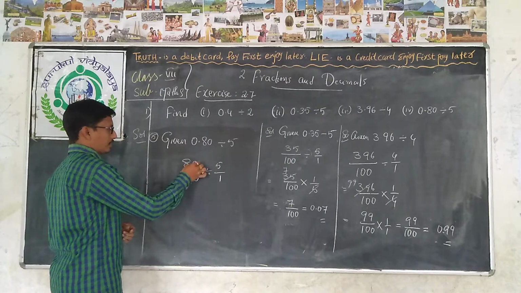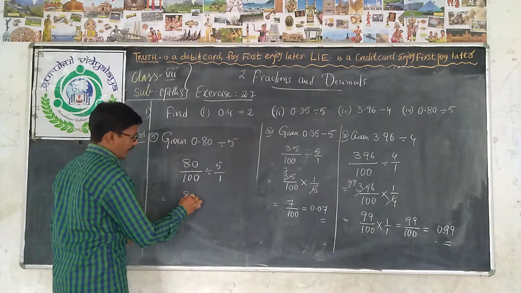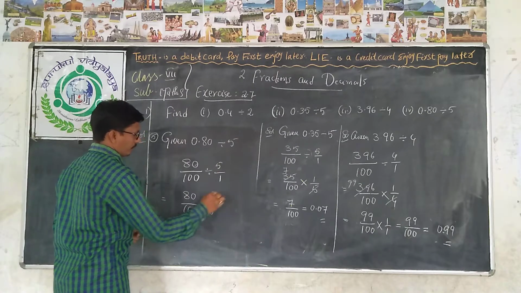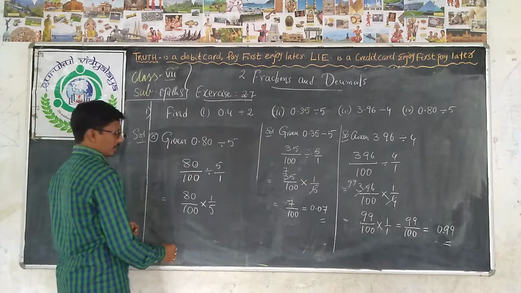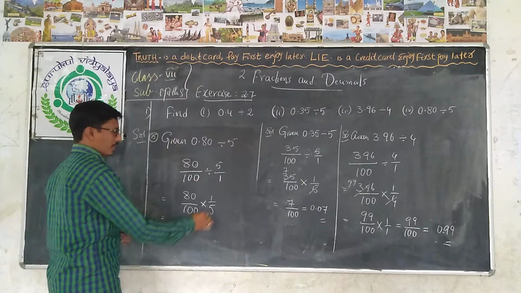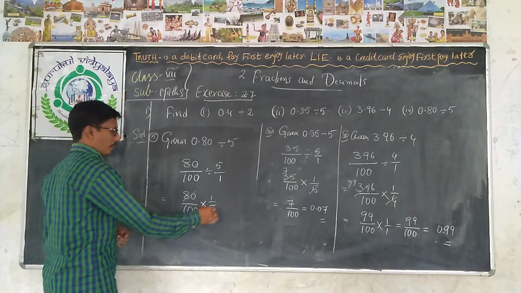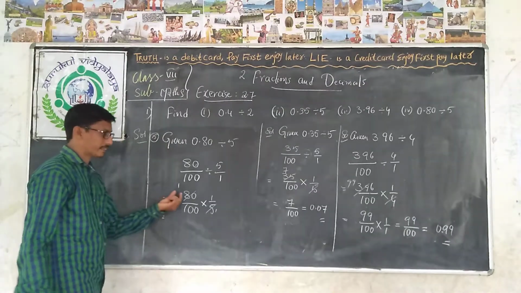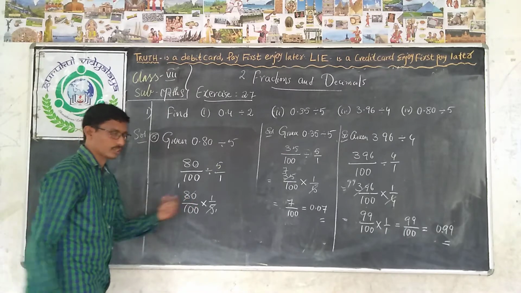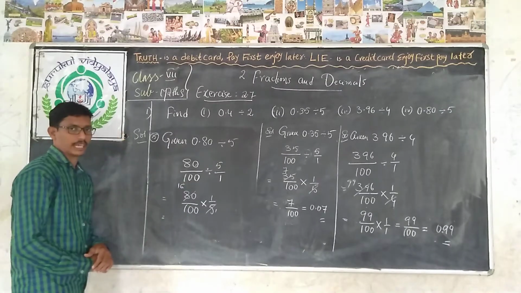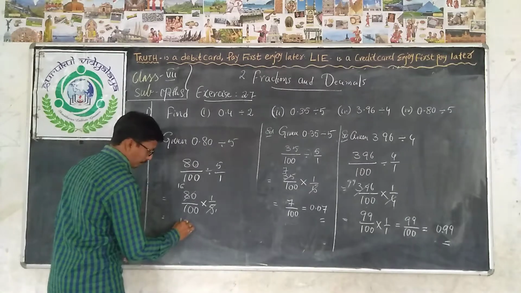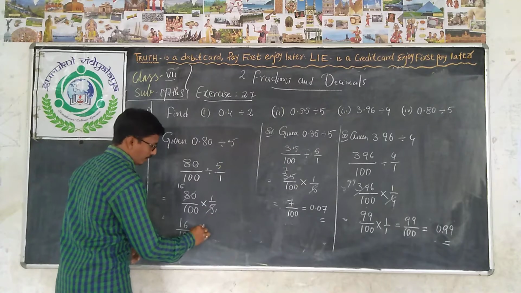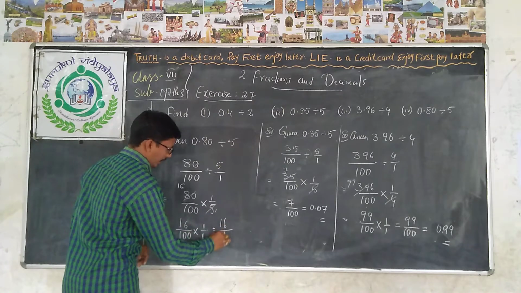So simply you can see. First, convert 80 by 100 and 5 by 1 into reciprocal, 1 by 5. Then see here, 5 divided into 8: one time, 5 ones are 5, remainder is 3. Then it becomes 30. 5 sixes are 30. So 16 times it will become. So 16 by 100 into 1 by 1, that means 16 by 100.